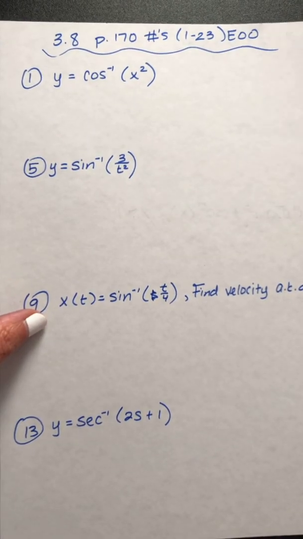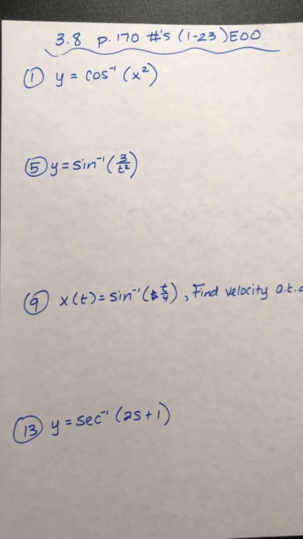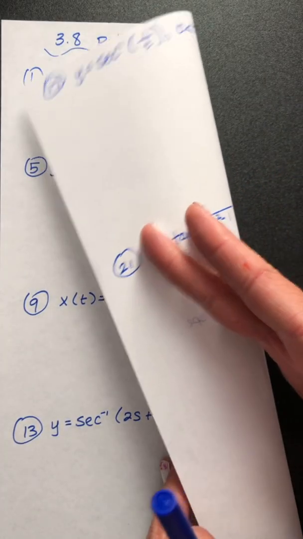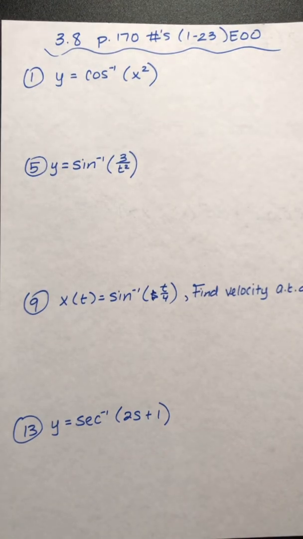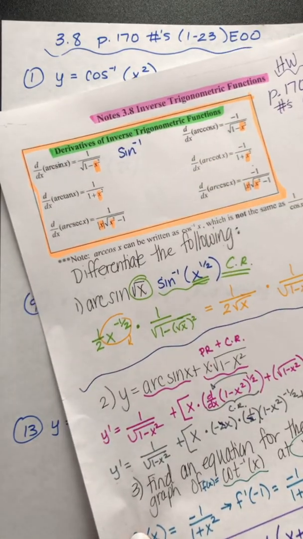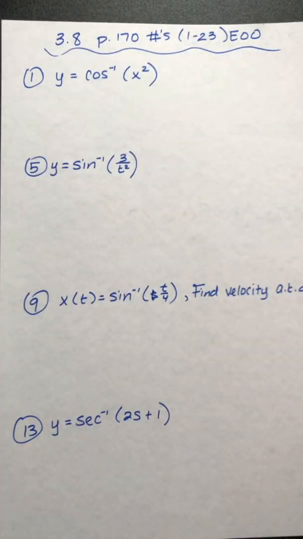All right, 3.8, page 170, 1 through 23, every other odd, which ends up being just 1, 5, 9, 13, 17, and 21. So we don't even reach 23, but that's okay. All right, and I also have out my notes because I didn't memorize these, and I'm going to use my little cheat sheet, the inverse trig derivatives.